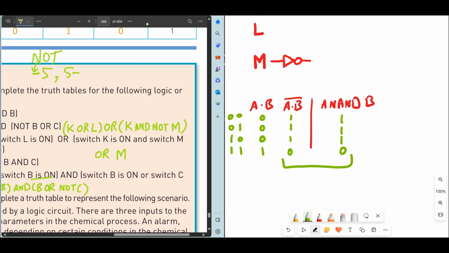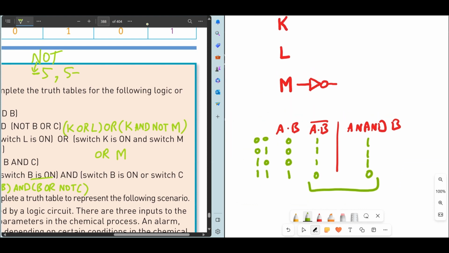You might come up with a question where you need to prove that the expression on the left is equal to the expression on the right. The only way to prove it is to draw the truth table, and if the output columns, the last columns, match up, they are literally the same, otherwise not. Question cleared? Yes sir, thank you.